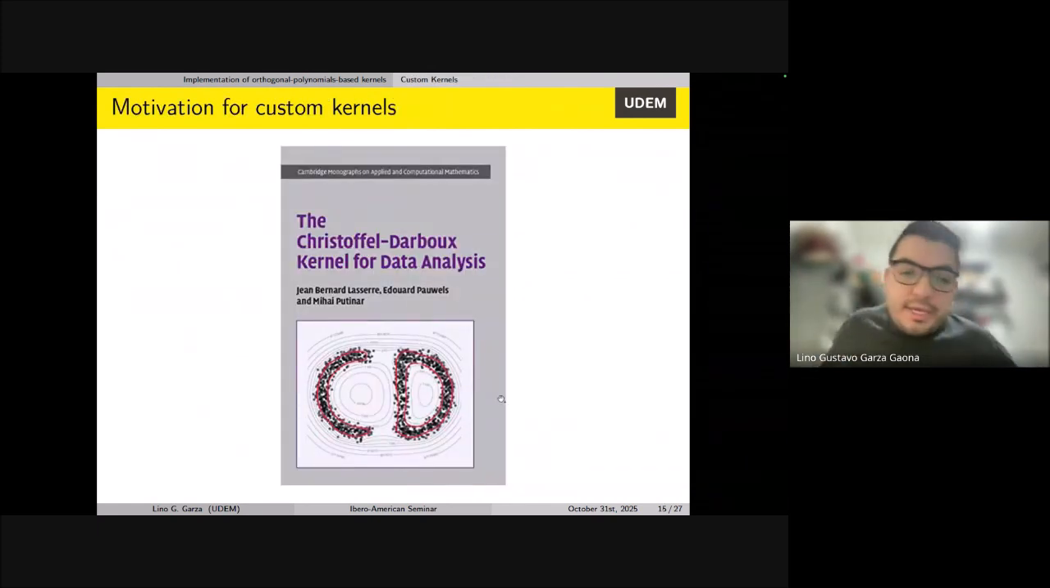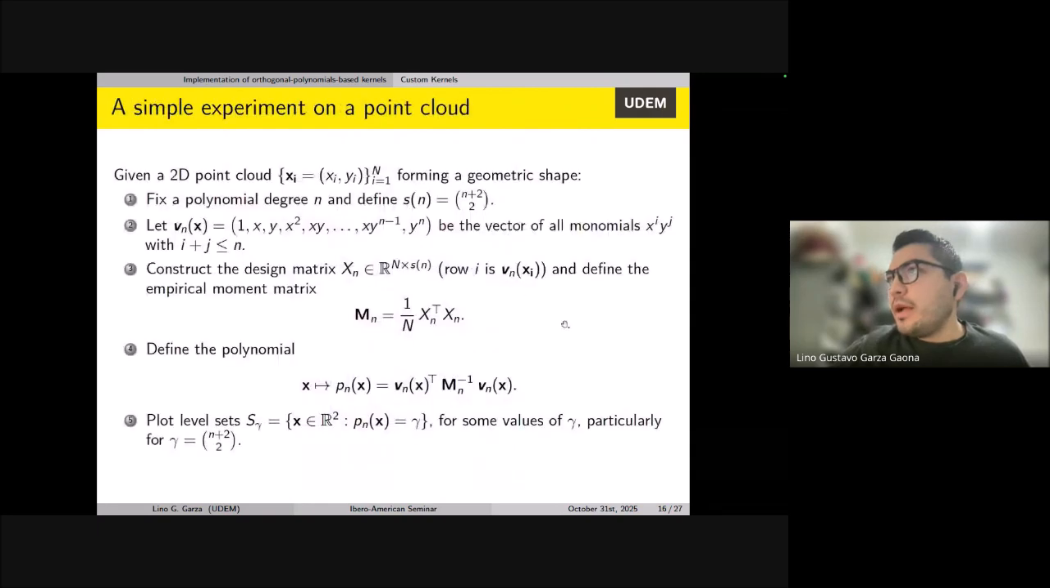Now we also study another approach for constructing kernels. Here I present this book from Jean-Bernard Lasserre, Edouard Pauwels, and Mihai Putinar. This book, I think, is from 2022, and they give some instructions to analyze clouds of points.